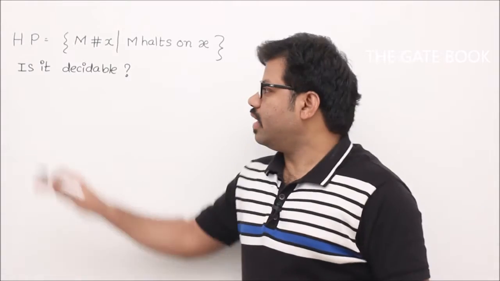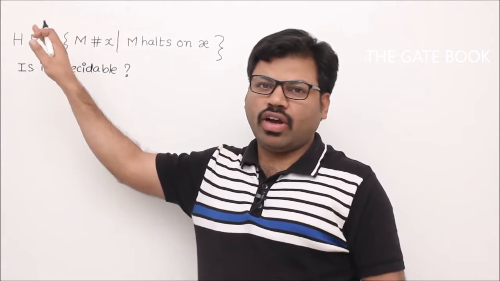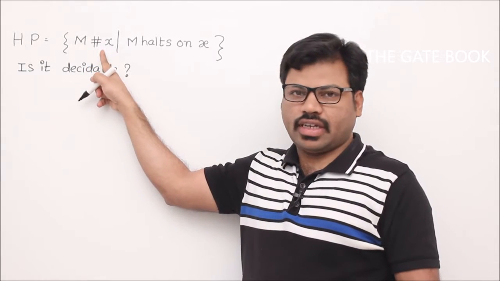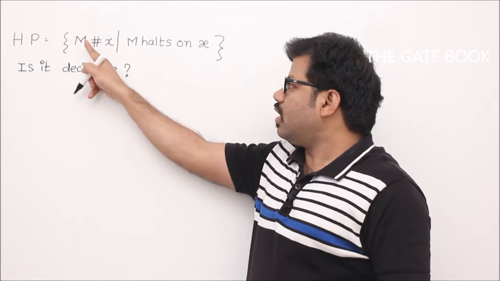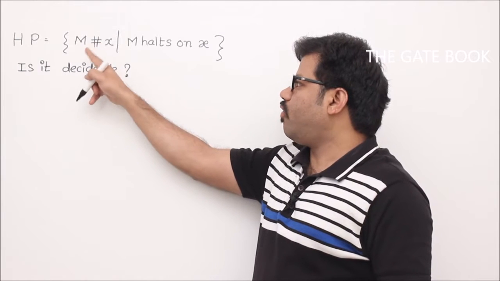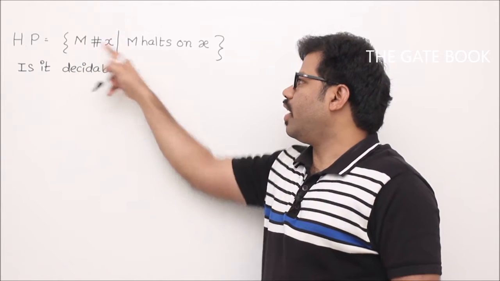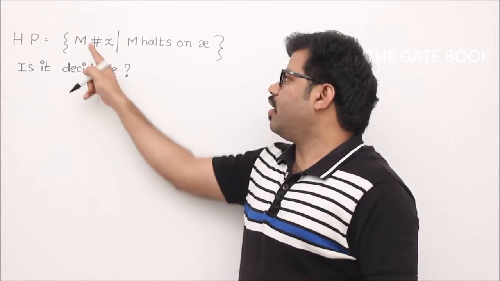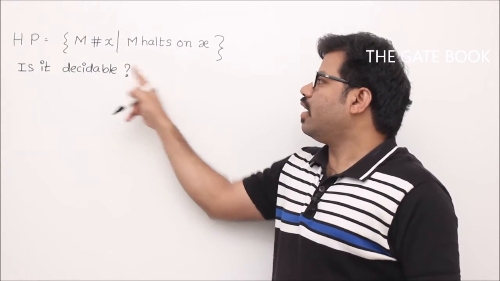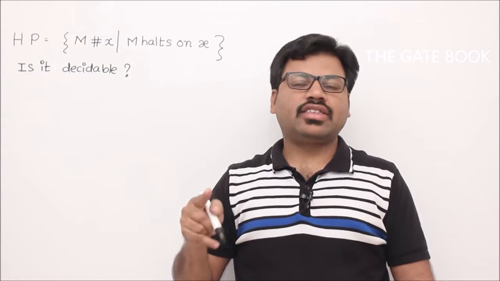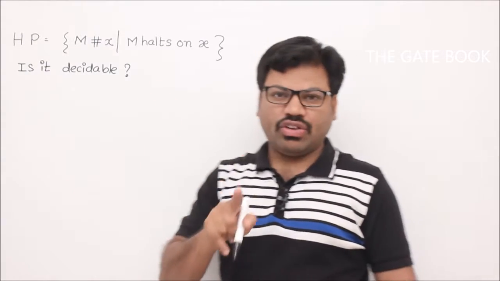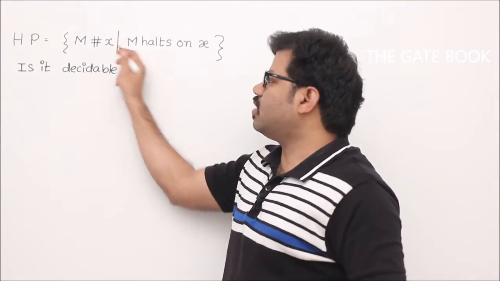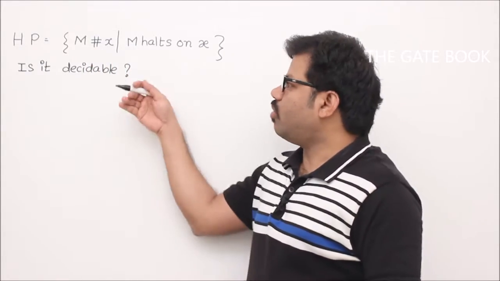Now we'll talk about decidability of the halting problem. You know what the halting problem is, right? The halting problem is a collection of strings. That means it's a language where that collection of strings has the format m hash x, where m is treated as a Turing machine code, x is treated as some input, and m halts on x. So m is a Turing machine and x is some input. If we run that Turing machine on x and m really halts, then we collect such strings. So it forms a language.